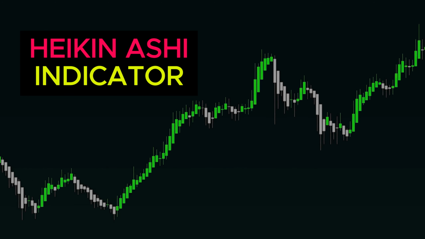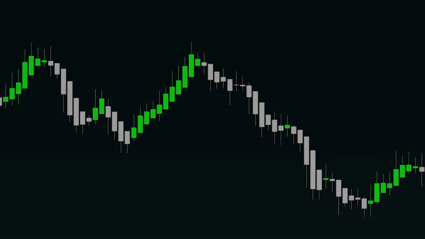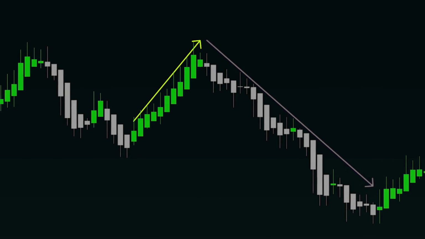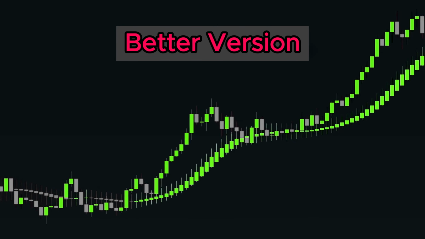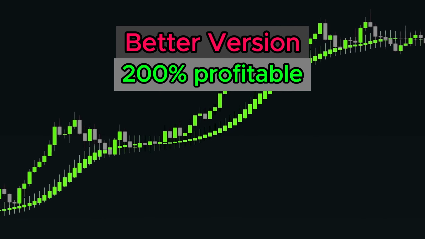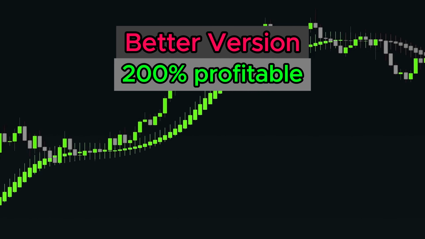I'm sure you've heard of the Heiken Ashi indicator. It is one of the most powerful trading tools used by traders to get a clear view of the overall market direction. However, did you know that there's actually a better version of this indicator that is proven to be almost 2 times more profitable than the older version? And so without further ado, let's dive right in.